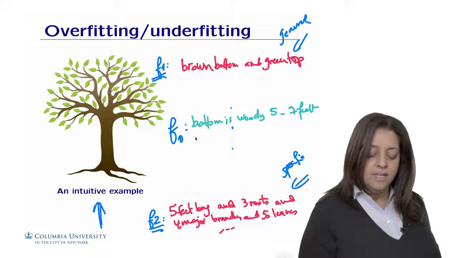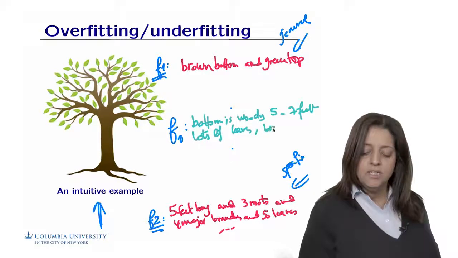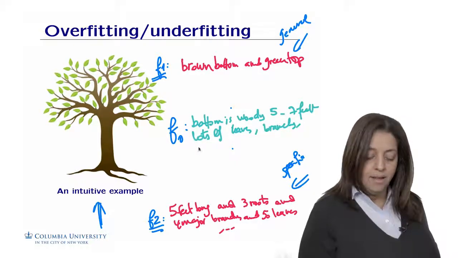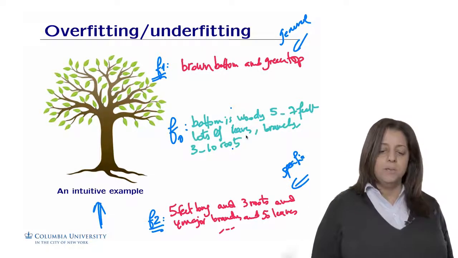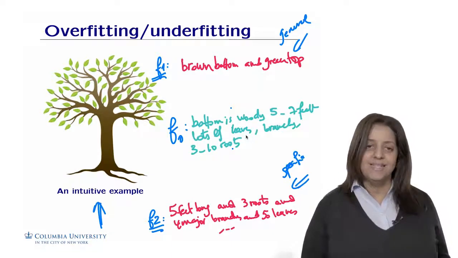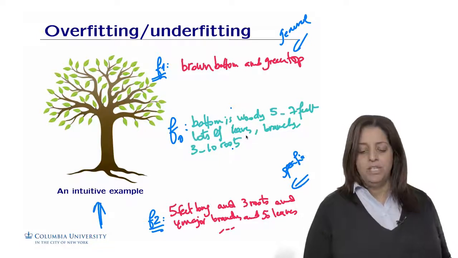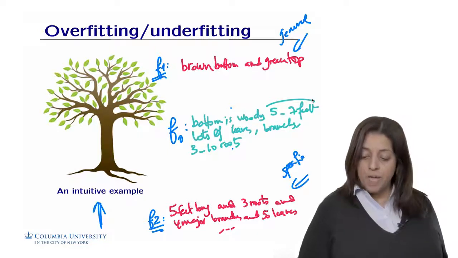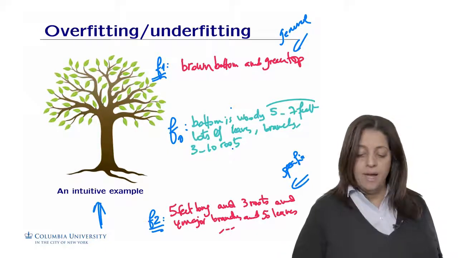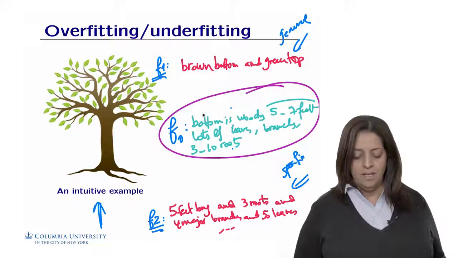We could say there are lots of leaves on the top. It has branches. It has between 3 and 10 roots. This is something more general that would let pass many trees, but would also not let pass bushes, because bushes are probably shorter in terms of the height of their trunk, and so on and so forth. So between the 3 hypotheses, we would prefer picking this one because it has more chances to make fewer errors in predicting that an object is or is not a tree.